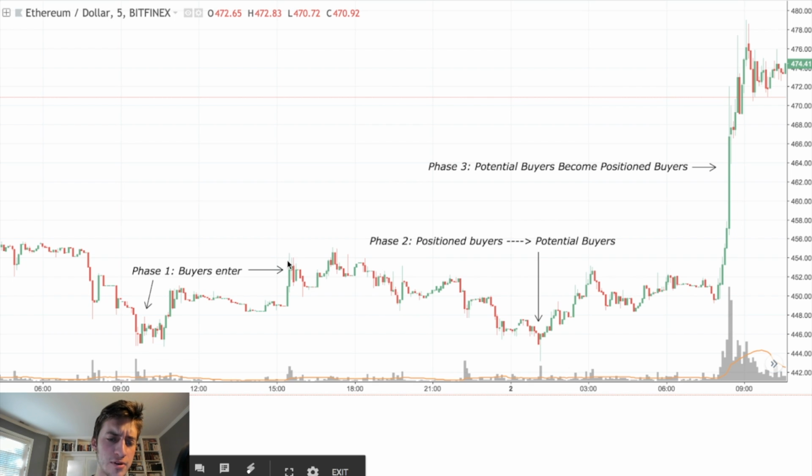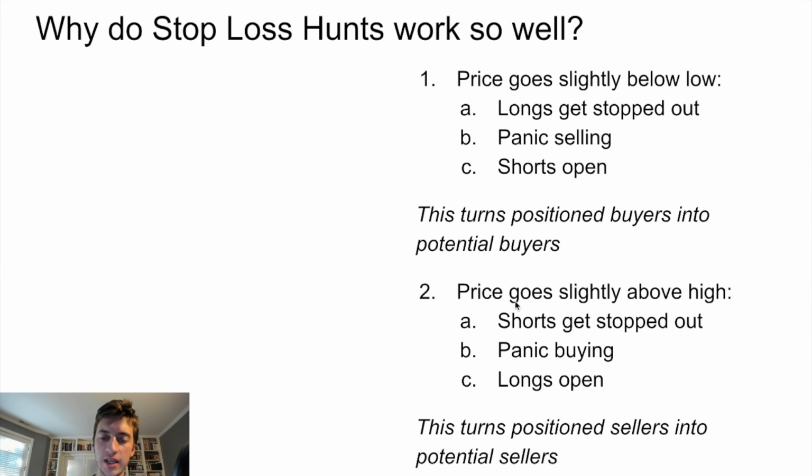So when we actually got that, we can see that we had a volume spike here as we got many buyers entering the market. And any buyers who hadn't bought into the market here, when price goes slightly above that high, we're going to get a lot of buying. And we're going to get a lot of buying from those shorts getting stopped out and also from those longs opening positions.